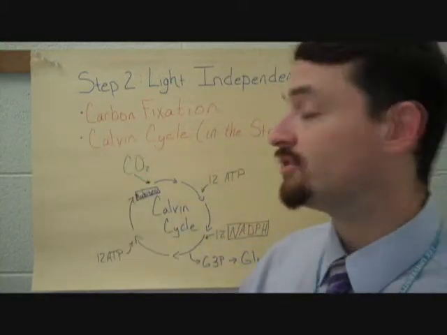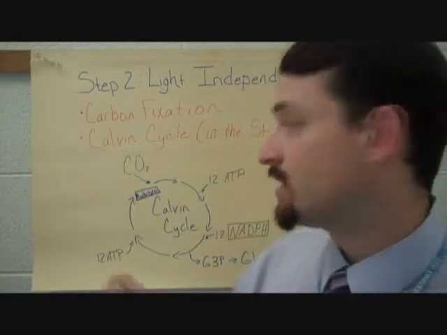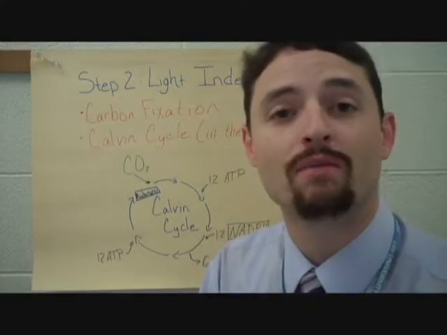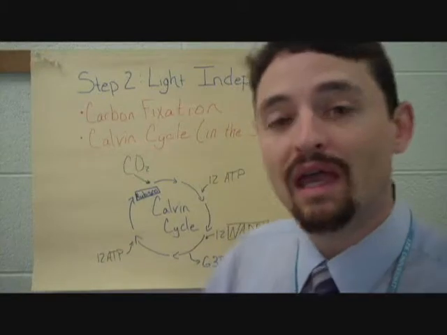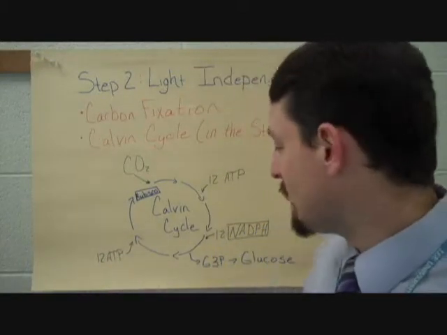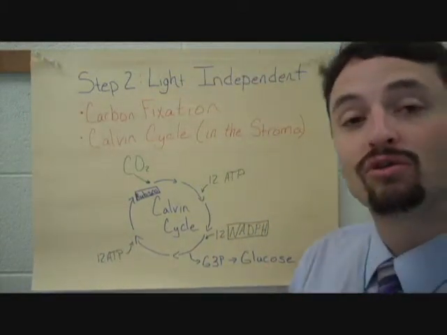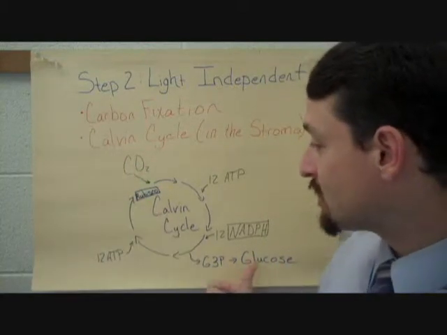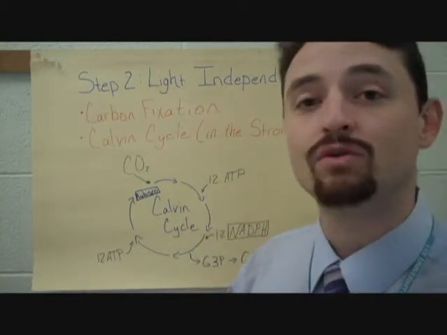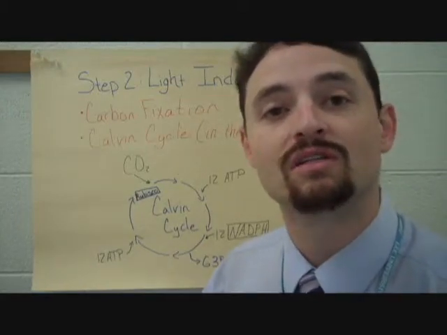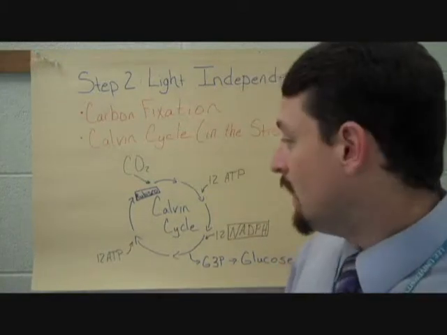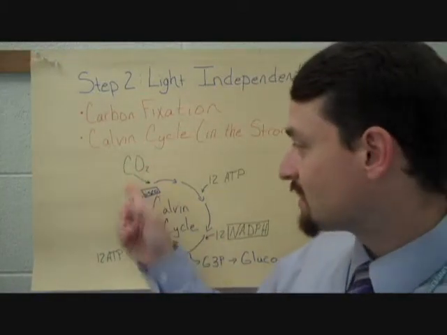This also is referred to as carbon fixation because it's going to take carbon dioxide, an inorganic molecule that we can't use, and fix it into a glucose molecule, which is a molecule that we can use. But to go from carbon dioxide to glucose, we have to go through a series of steps or reactions that are called the Calvin cycle.